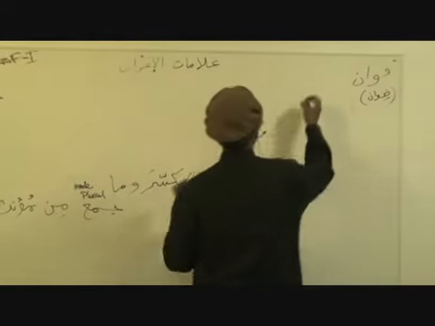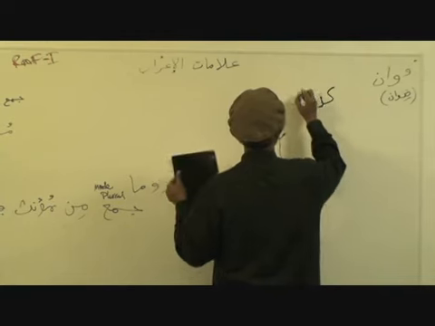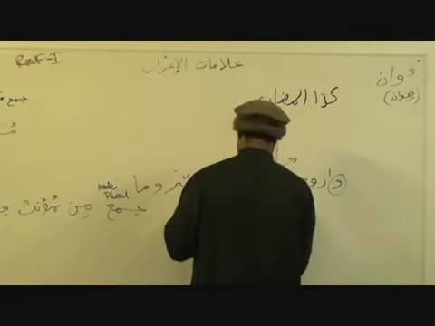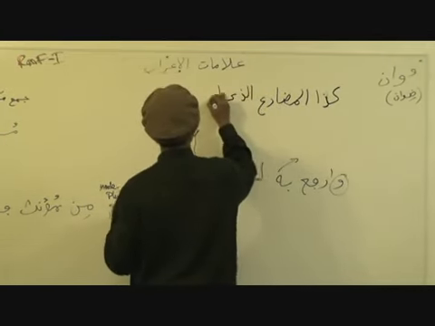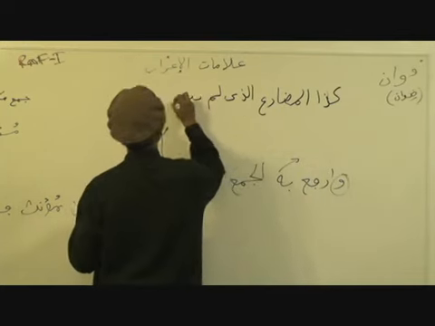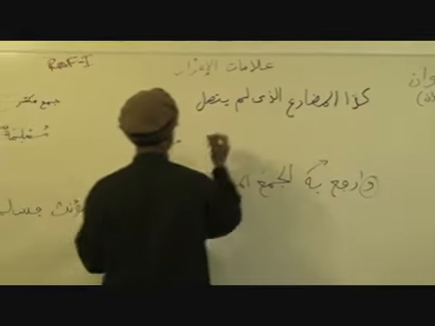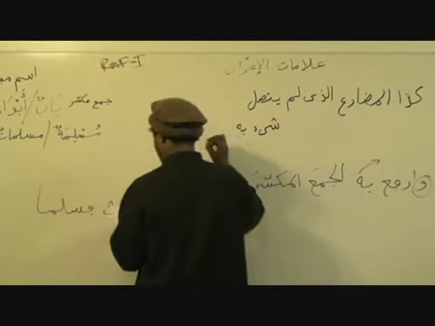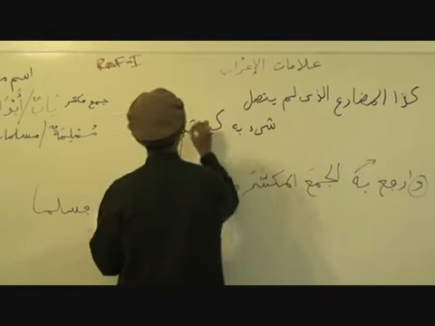Okay. Then it says, كَذَا الْمُضَارِعُ. It says, كَذَا الْمُضَارِعُ الذي لم يتصل شيء به كيهتدي وكيصل.